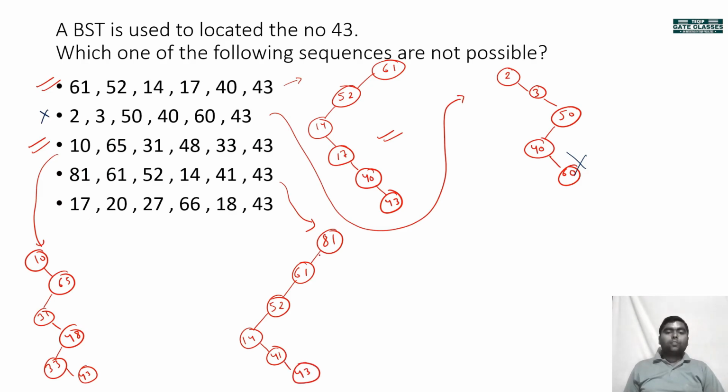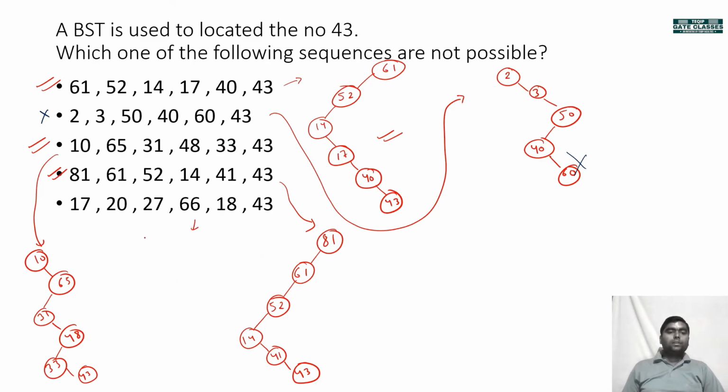Okay, now observe carefully. For 81, all the values are lesser than 81 because it is the left subtree. All the values are lesser than 61, of course. All the values are lesser than 52, of course. And all the values are greater than 14, of course. So it is following the condition. So that's why this is okay. Now the last one.